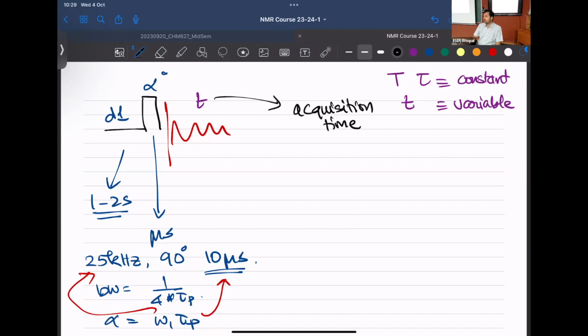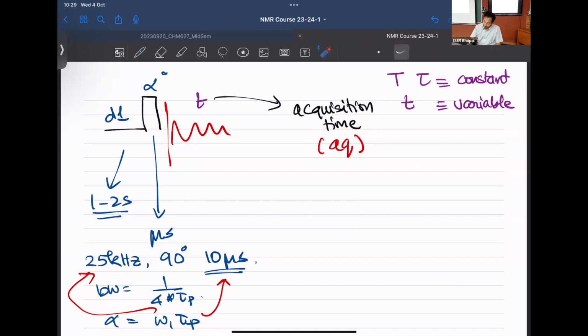I'll also slowly introduce you guys to some of the terminology that's used in the spectrometers. Predominantly, we have Bruker spectrometers, so I'm going to be using their terminology. The software that we use at the spectrometer is called TopSpin. And if you type the command AQ, it'll give you the acquisition time that we are using to acquire the data.